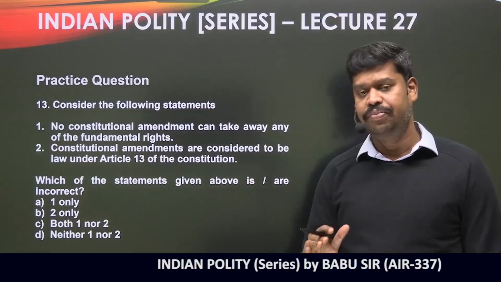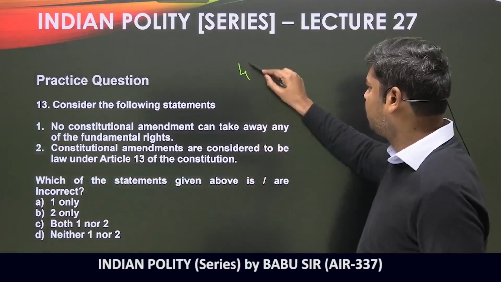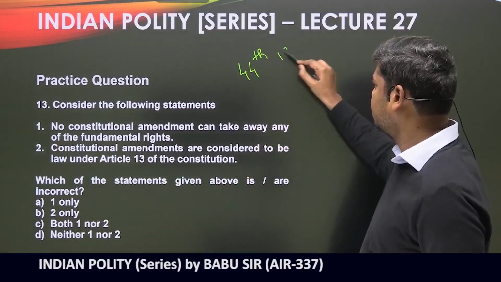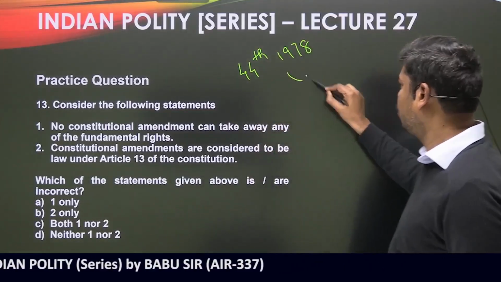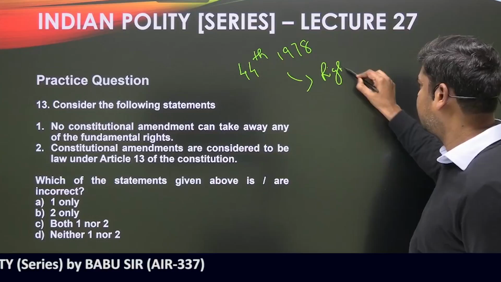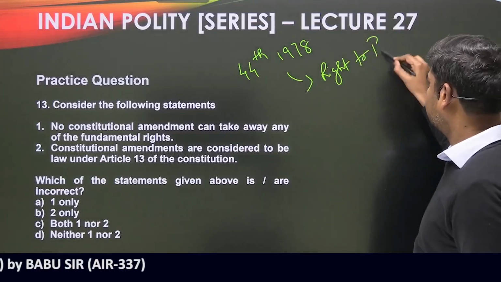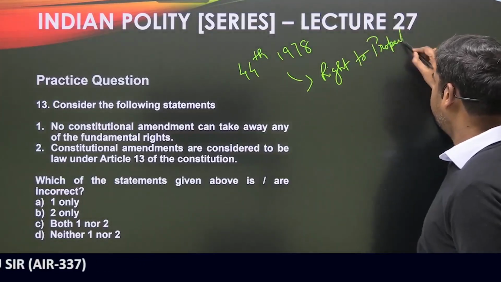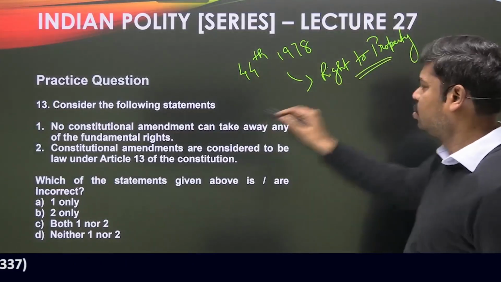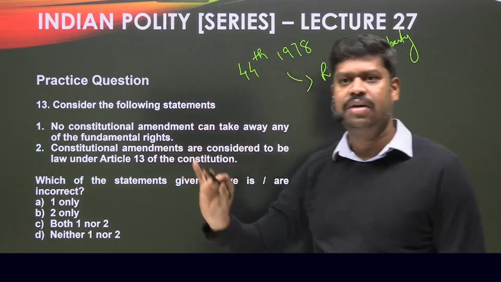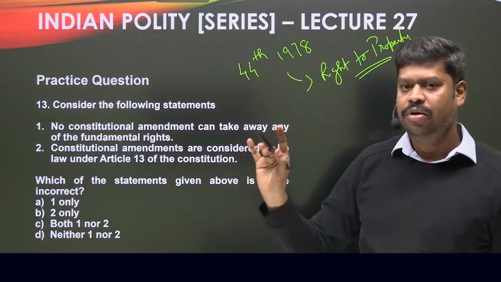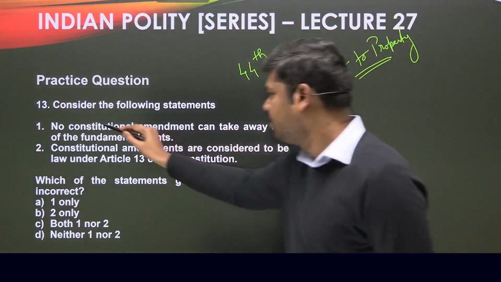Say for example, the 44th Constitutional Amendment Act 1978 has taken away the right to property. Right to property was taken away by this amendment. And the court has not struck down this particular constitutional amendment. So definitely a constitutional amendment can take away the fundamental rights. And to say no constitutional amendment can take away the fundamental rights would be wrong.